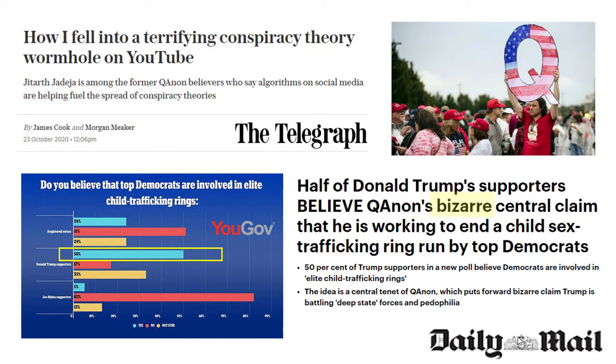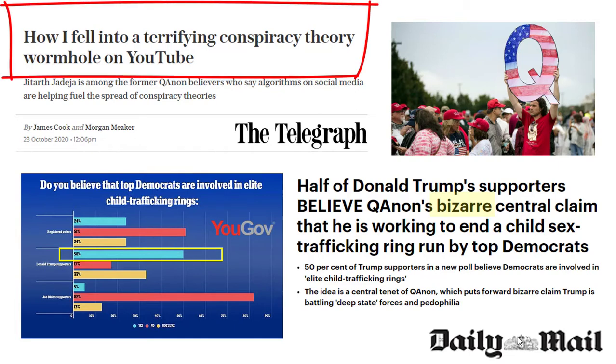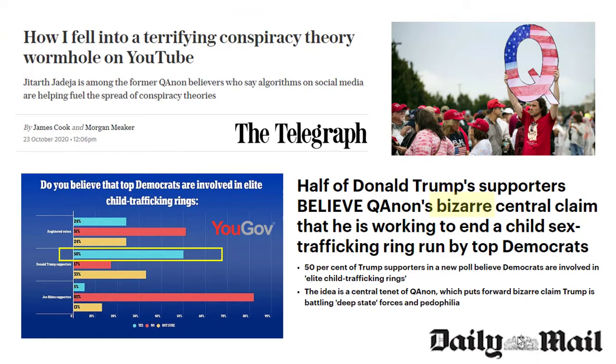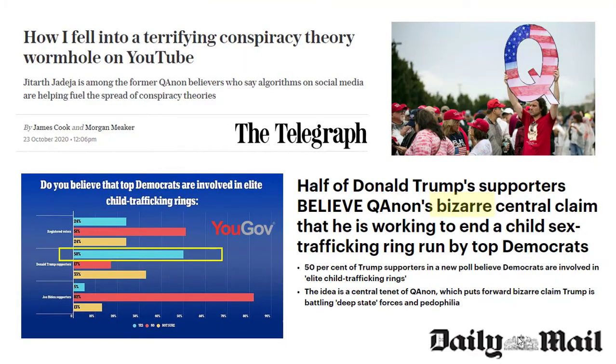Dealing with the Telegraph headline there first. This, as you can see, is 23rd of October, so pretty timely. How I fell into a terrifying conspiracy theory wormhole on YouTube. Among the former QAnon believers who say algorithms on social media are helping fuel the spread of conspiracy theories. Now, when you're at the point where the Daily Mail is describing something as bizarre, we're in a very bad place. You can see that poll, it's a YouGov poll. Half of Donald Trump's supporters believe QAnon's, of course with the characteristic capitalisation from the Mail, believe QAnon's bizarre central claim that he is working to end a child sex trafficking ring run by top Democrats. You can see that 50%, but even amongst just registered voters, 24%, and even amongst Biden supporters, 5%.